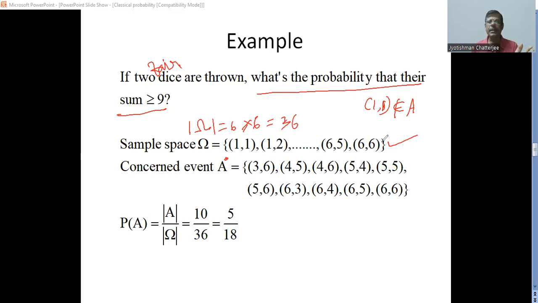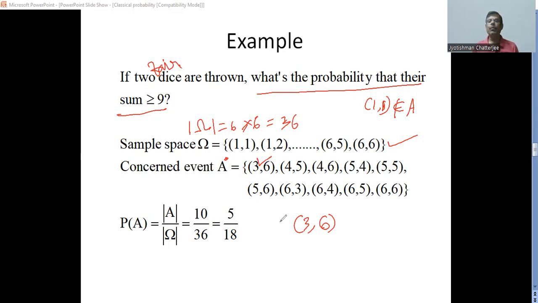By the same logic, the outcome cannot have the first element 2 in order to have the summation greater than or equal to 9. So the first possibility is the first element can be 3. And in that case, what should be the second element? Can it be 1, 2, 3, 4, 5? No. It can only be 6. That's why 3, 6 comes here. Okay?